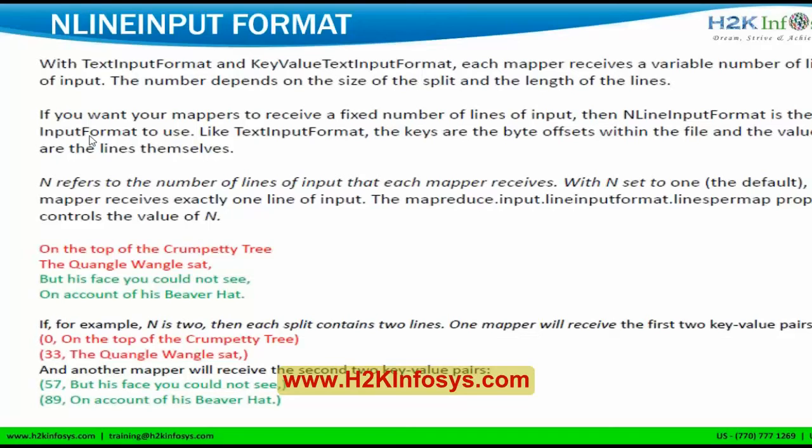So if, for example, n is 2, then each split contains 2 lines. So the whole split is divided into 2 splits itself. It's up to me how much quantity of data I want to process at a single point of time using this n-line input format. So one mapper will receive the first two key value pairs, that is 0 comma on the top of Crumpty tree and 33 comma the Wangle Wangle sat, and the next mapper will receive the remaining two lines. So the dividing of key value pairs is the same as text input format, but how much I want to process, that I can control through my n-line input format.